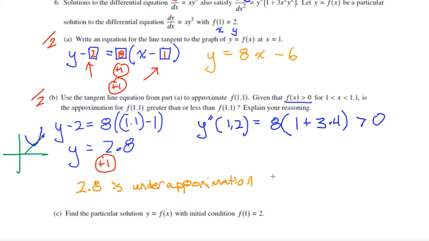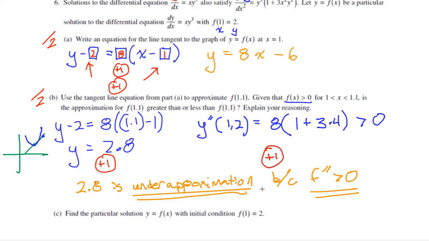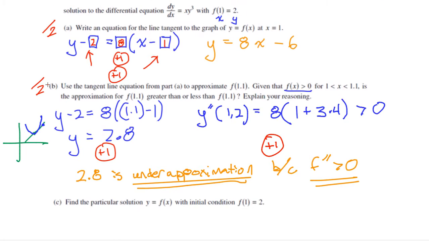And you need the reasoning because f double prime is greater than 0. You have to have that. This fact and this fact, under approximation and f double prime greater than 0, those two together will give you plus 1. So how many out of 2 did you get on the left? Go ahead and write it. What is your score? And then we're on to part C.